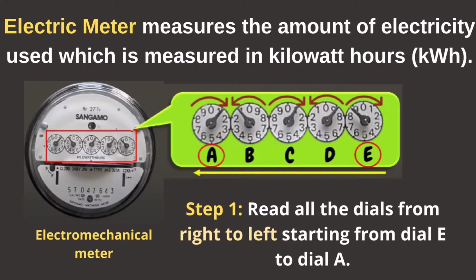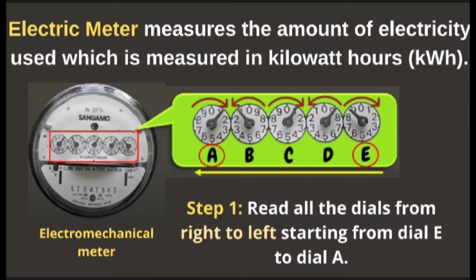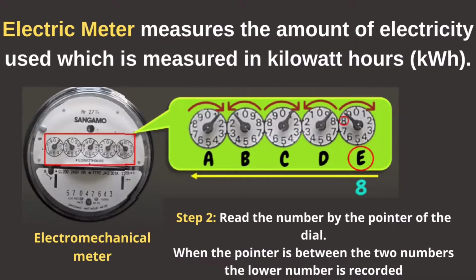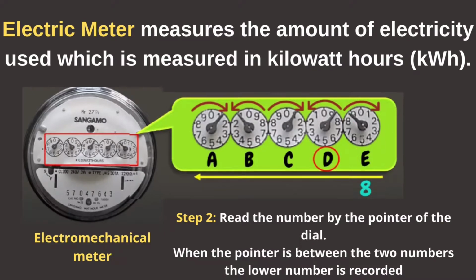To read an electric meter, the first step is to read all dials from right to left, starting from dial E to dial A. The next step is to read the numbers by the pointer of the dial. Take note, when the pointer is between two numbers, the lower or smaller number is recorded. For example, let us start from dial E. We can see that the pointer points between 8 and 9. Since 8 is the smaller one, that will be our dial E.